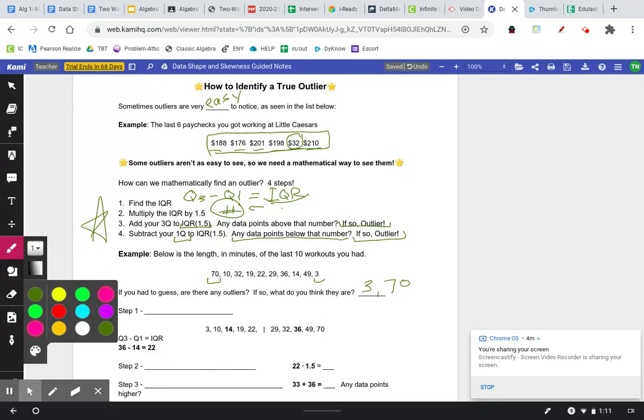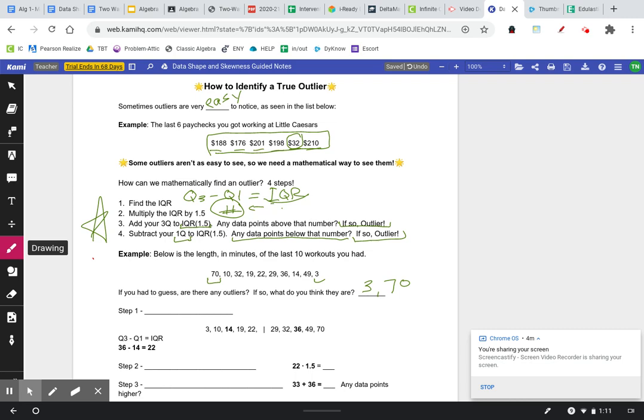Okay. We're going to go ahead with step number 1. Step number 1 says find the IQR. So the IQR again is quartile 3 minus quartile 1.